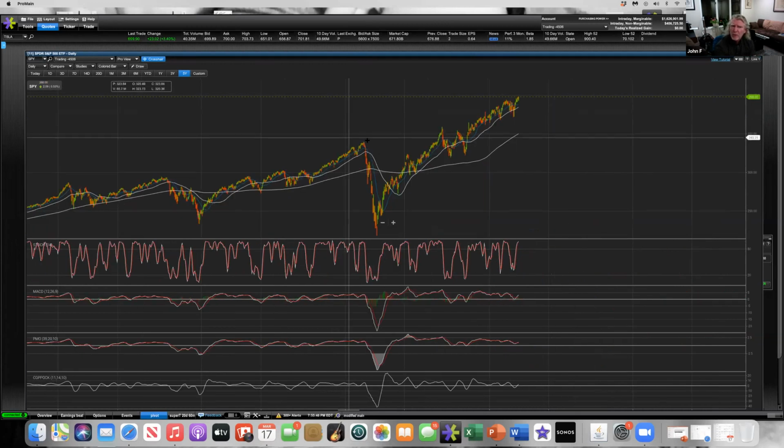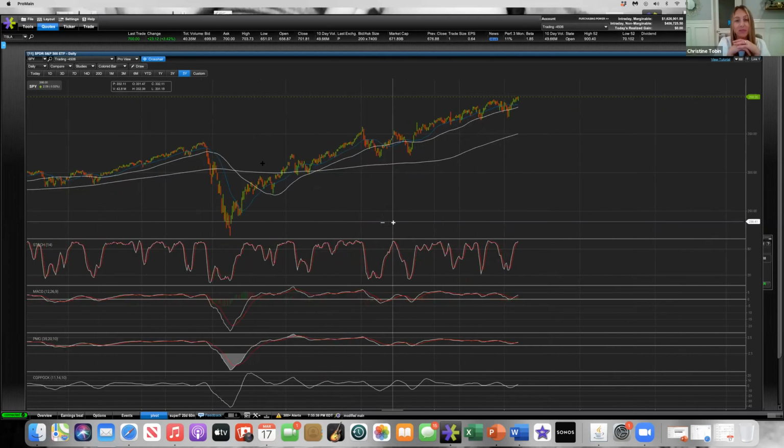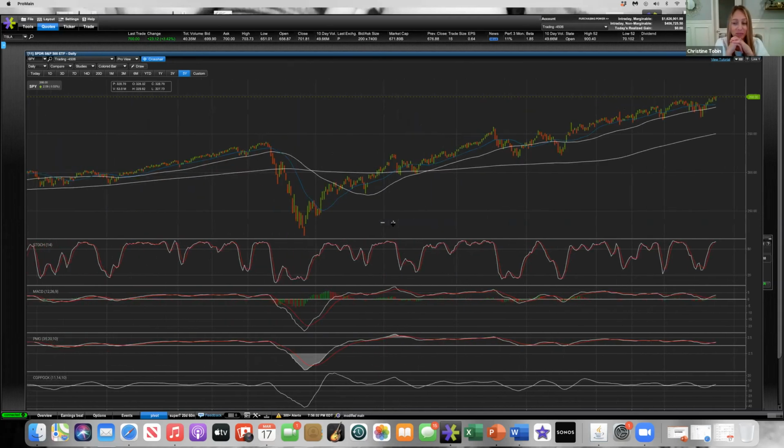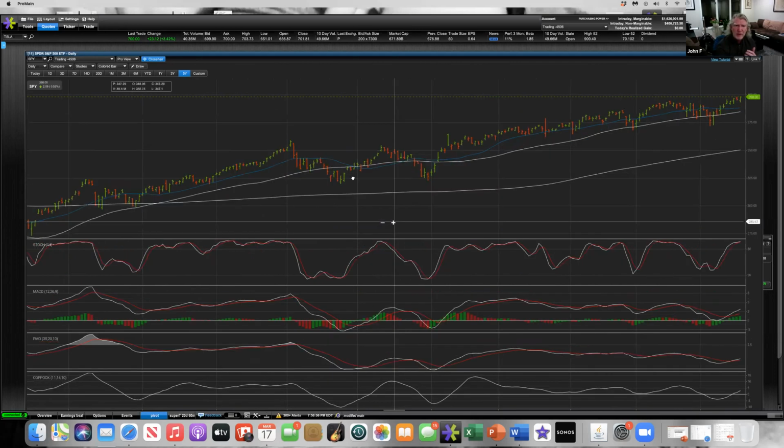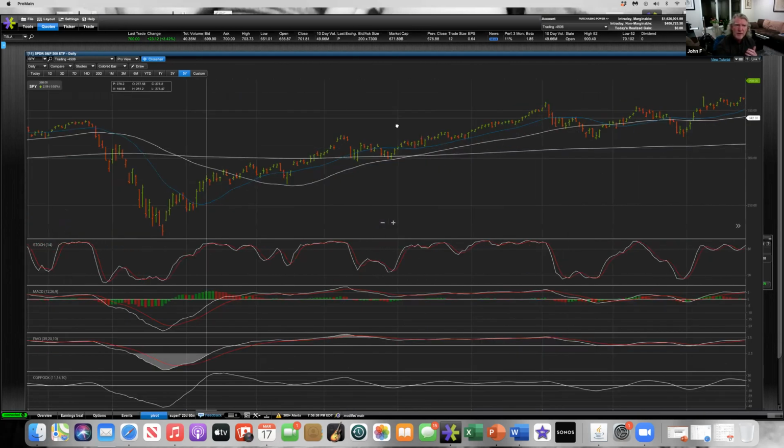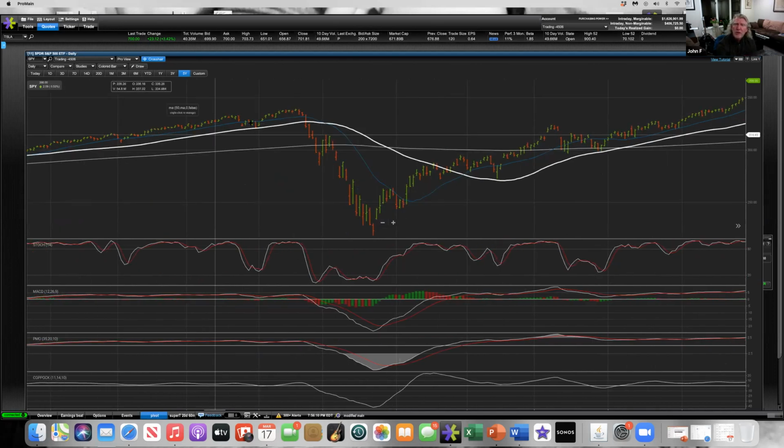This was about the time COVID was hitting in Asia, this little hiccup right here. I'm going to zoom in, and we're going to talk about you having done analysis on this index at this point in time. So Asia was getting hit with this, and what happened?